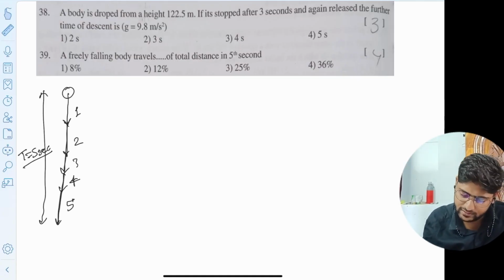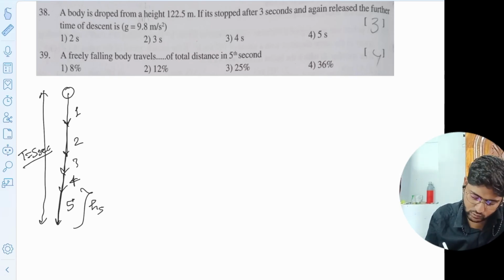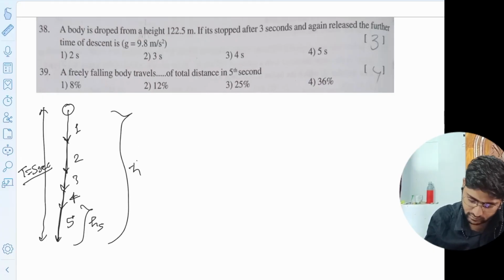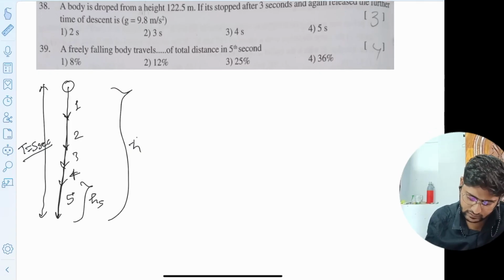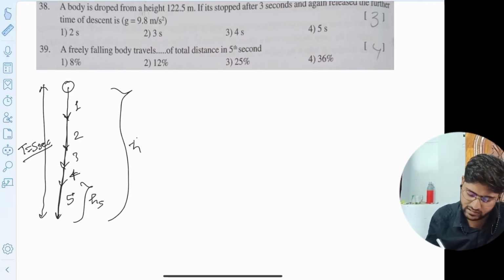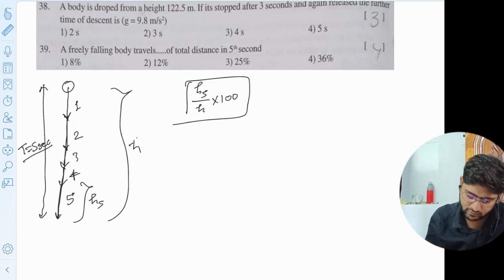So it is saying out of total distance, how much percent distance it will travel in the fifth second. So suppose the fifth second height will be h5, and total height will be H. We have to take the percent of h5 of H into 100. This is the percent ratio we have to calculate.